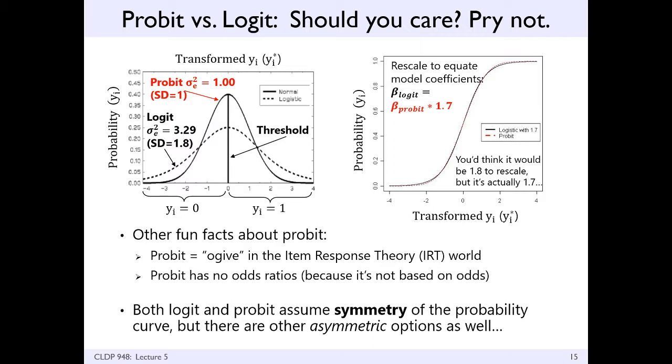In the IRT world, probit is going to be known as ogive. Logit is logistic. But ultimately, there's no right and there's no wrong. They're just different scales. Much like we can have a theta that has a variance of 0 or a variance of 10 or a variance of 1. It's different scales.